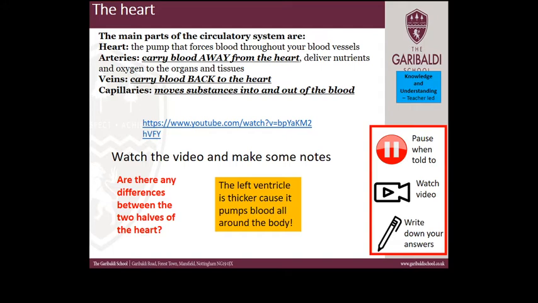So if you ever get a question asking which is the left-hand side, which pumps oxygenated blood, all you have to remember is: left ventricle thicker, therefore it is the part of the heart that pumps the oxygen around the body.